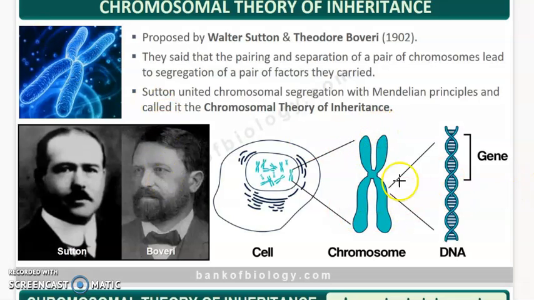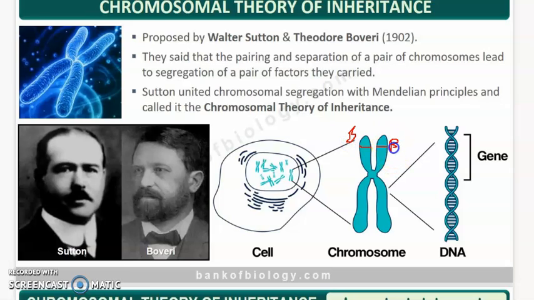So think that this is a chromosome, and this chromosome has a site for the eye color. Think that the gene which is coding for the eye color is capital B, right? So these two alleles will occupy the same position in the chromosome.